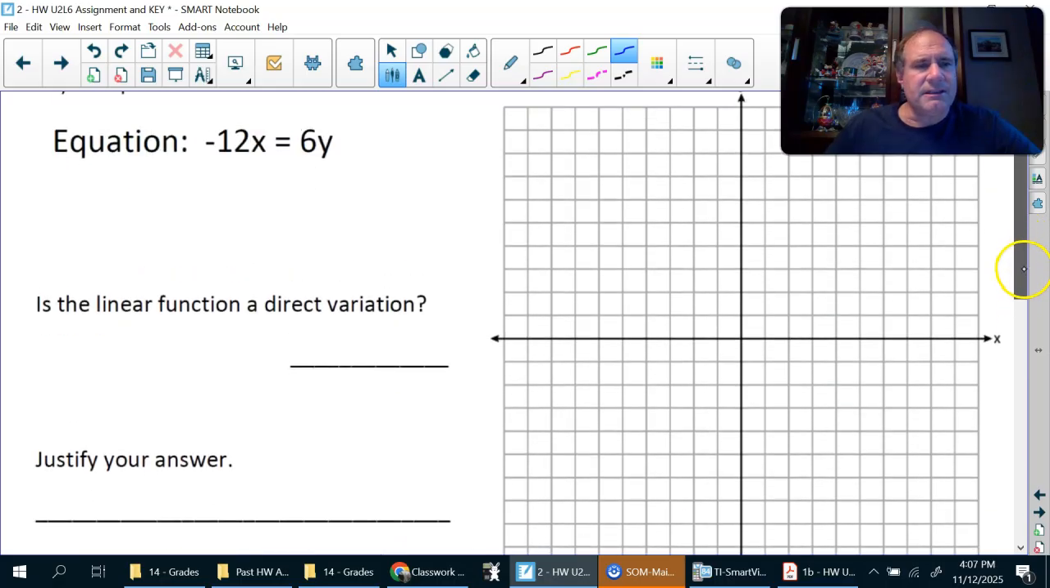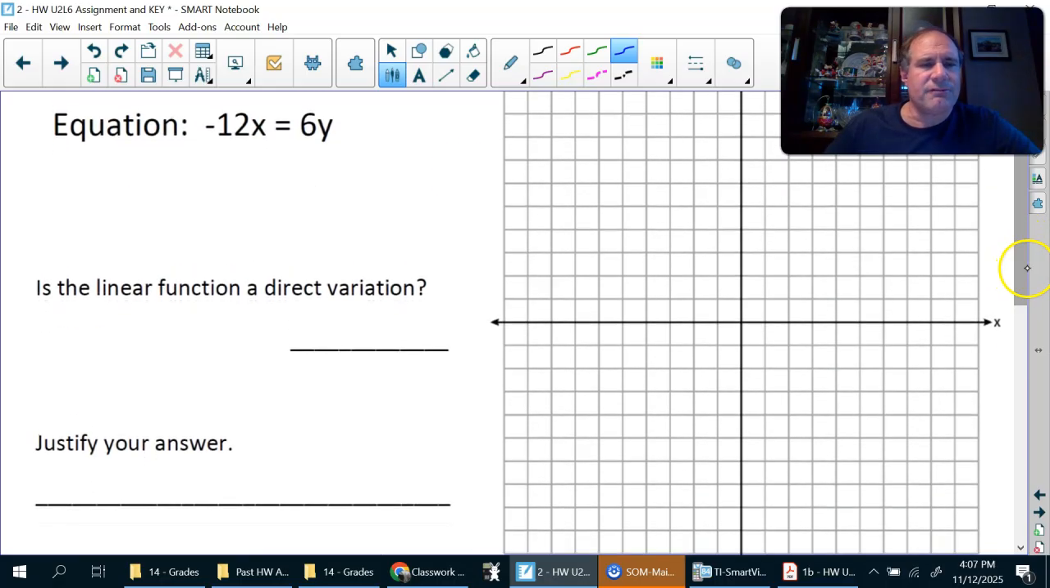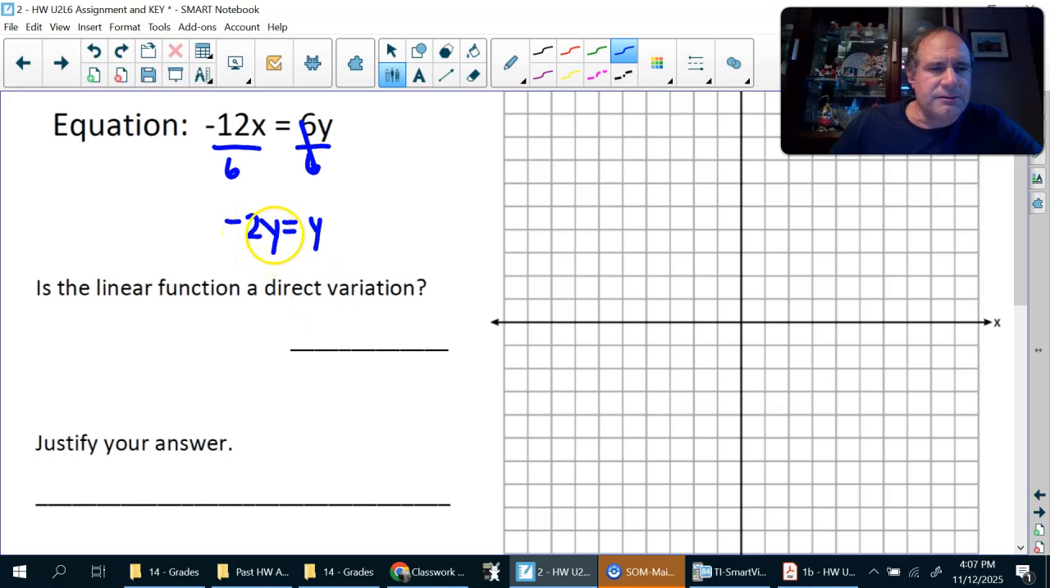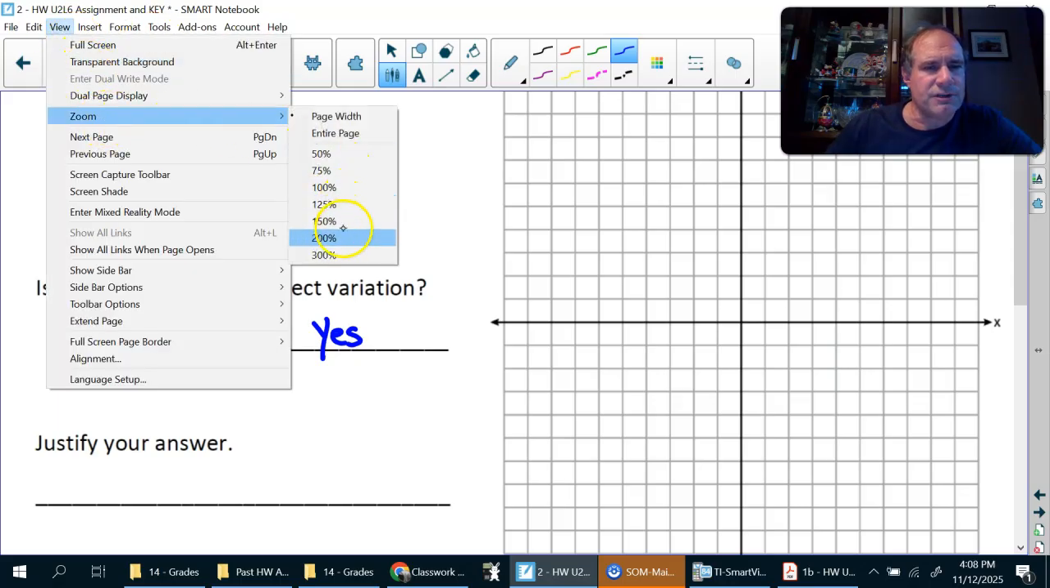So obviously this right here, this equation is a direct variation. We're going to divide by 6 to get the y alone. So this is y equals negative 2x. Is this a direct variation? Yes, it is. And it says justify your answer. Let's go ahead and graph it first, and then we'll justify.